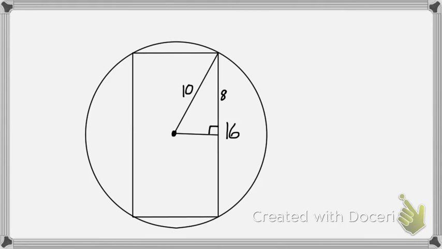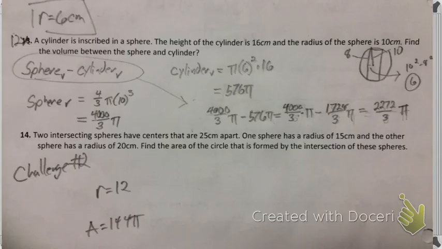Hey, wait a minute, this is a right triangle where I know the hypotenuse and I know a side. So we just use a squared plus b squared equals c squared, and it comes out to 6. So our actual radius of our cylinder is 6. So it's pi r squared, which is pi 6 squared, times our height, which is 16, which comes out to 576 pi. Sphere minus cylinder would be this number minus this number, which I had to turn into a fraction, and it comes out to 2,272/3 pi.